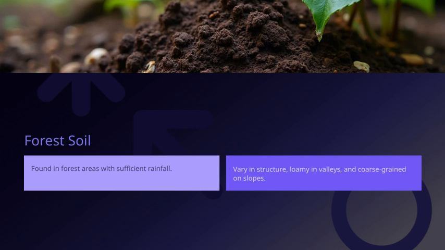These differences are really important because they influence the types of vegetation that can thrive in each area. Additionally, you'll find that forest soils are typically found in regions with sufficient rainfall. This ample moisture supports the rich biodiversity we associate with forests and helps maintain the soil's fertility. Understanding these characteristics helps us appreciate how forest ecosystems function and how vital healthy soils are for sustaining these environments. Overall, the structure and location of forest soils are key to their role in supporting lush, thriving forests.